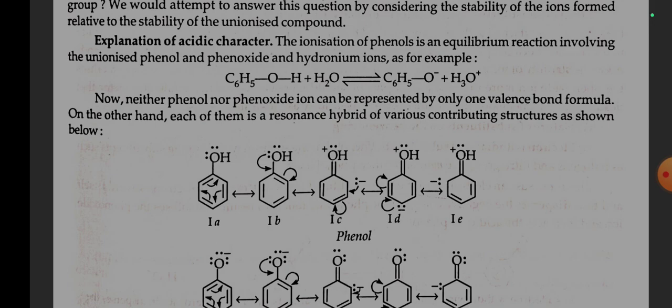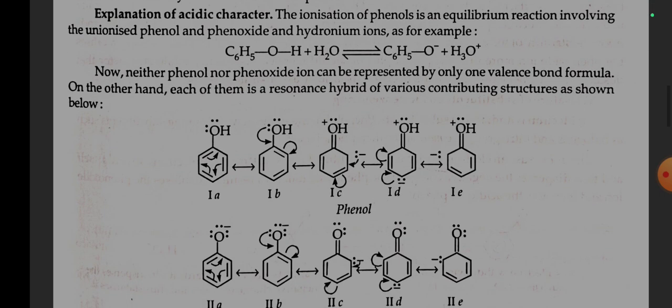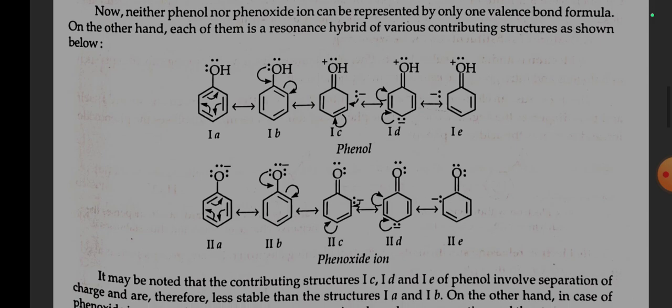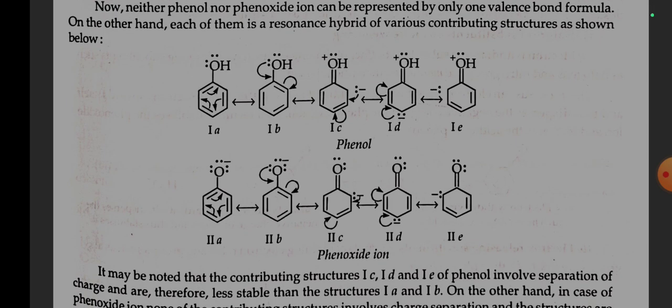The ionization of phenols is an equilibrium reaction involving the unionized phenol and phenoxide and hydronium ions. For example, C6H5OH plus H2O in equilibrium with C6H5O minus plus H3O plus. Now, neither phenol nor phenoxide ion can be represented by only one valence bond formula. On the other hand, each of them is a resonance hybrid of various contributing structures as shown below.